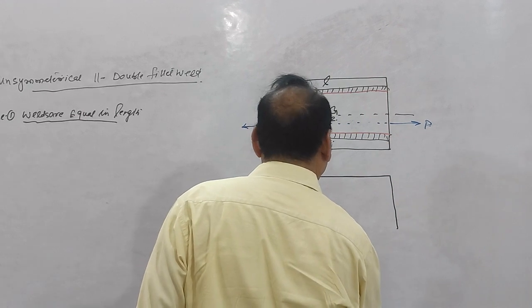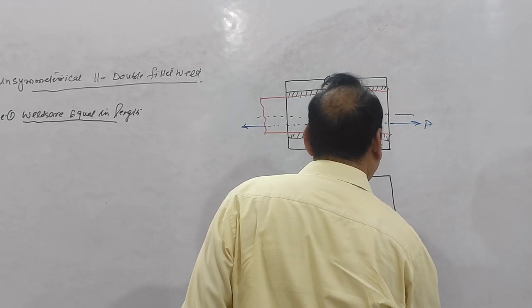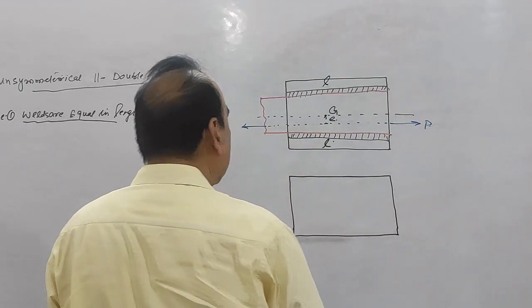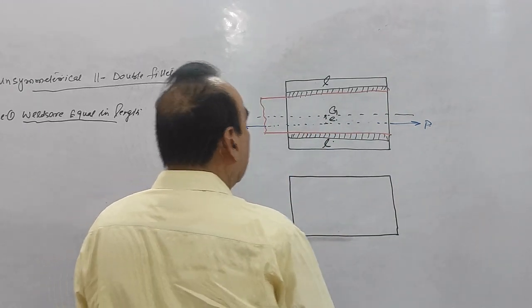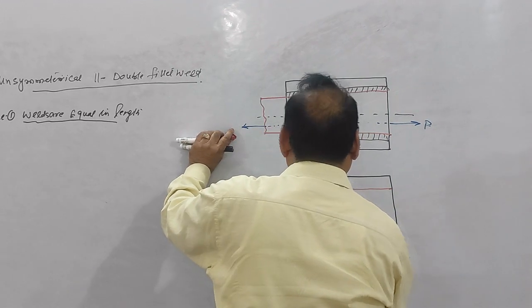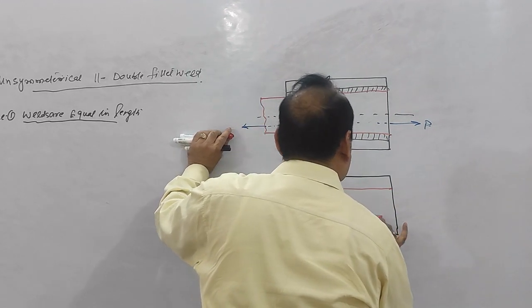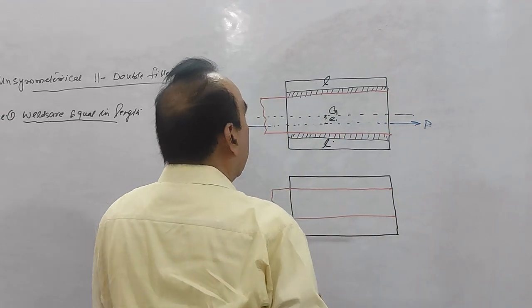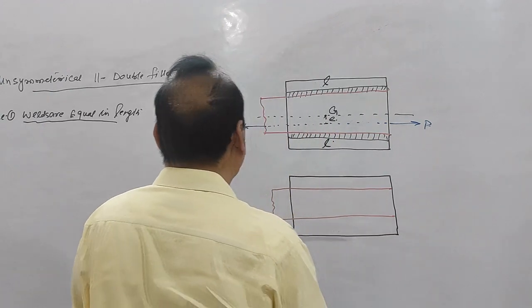So this is your plate number 1, and in red color I will draw the plate number 2. So this is your plate number 1, and this is your plate number 2.